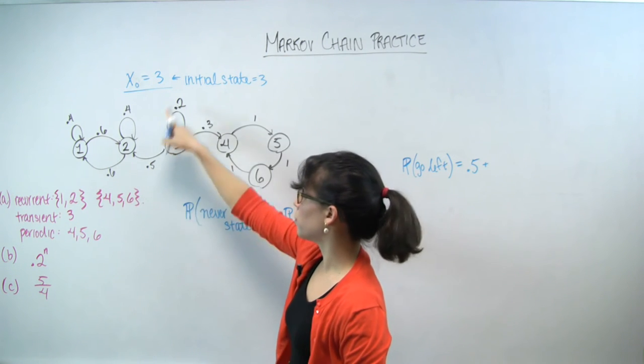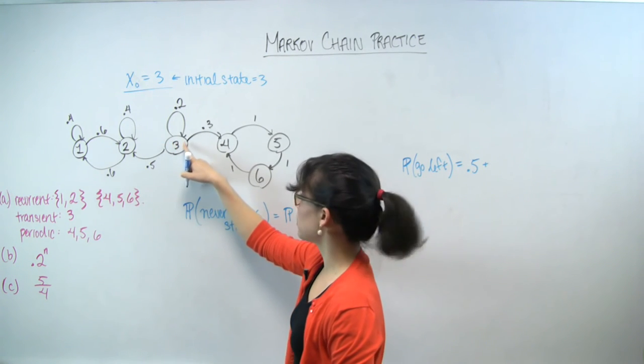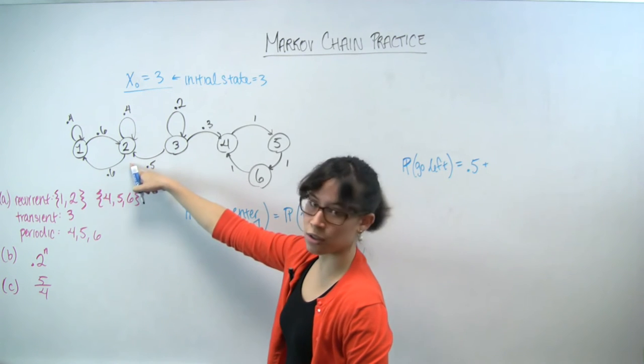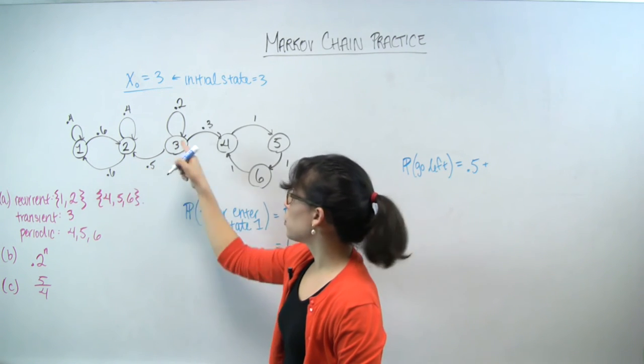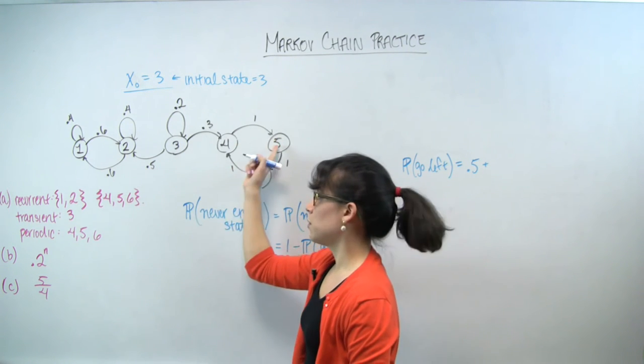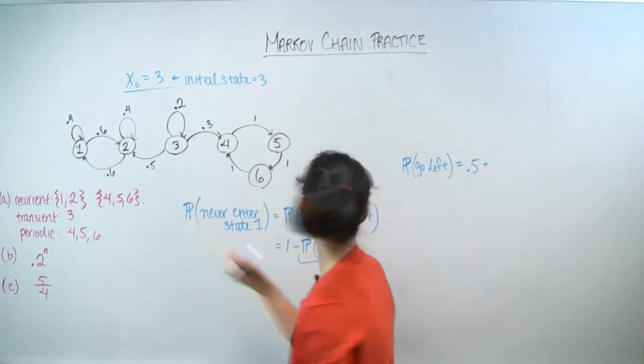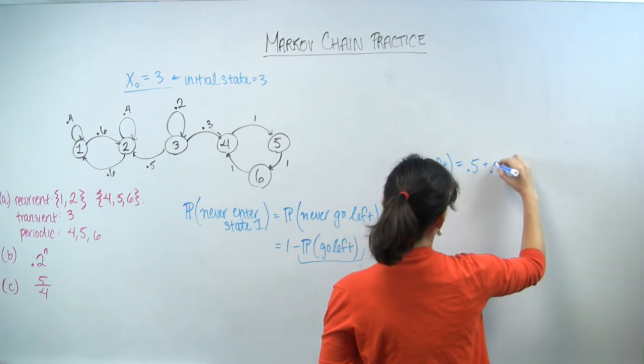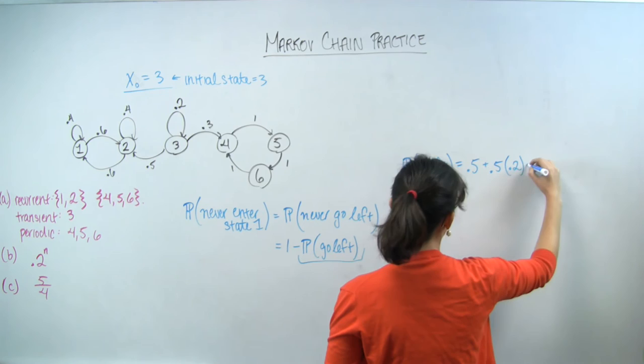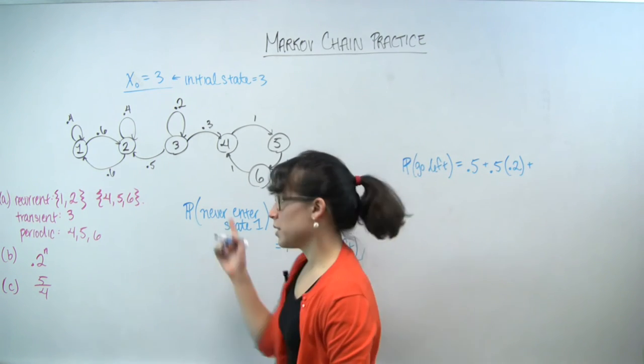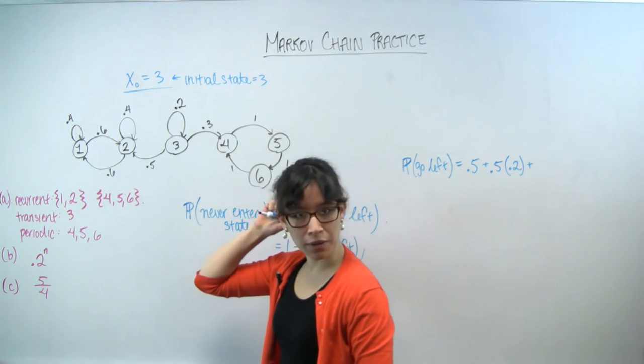Because you have to get rid of one time step by doing a self loop at 3 and then transition over here. And of course, you don't have to worry about going to the right, because if you go to the right, you never get back over here. So you have plus 0.5 times 0.2. So plus the probability that you go to state 2 on the third time step.